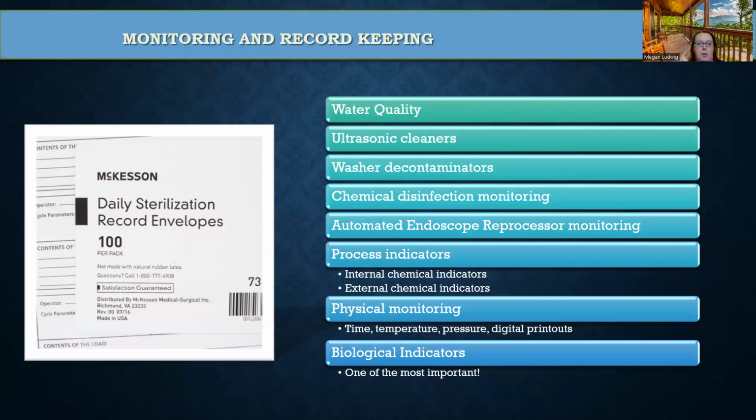If it came back after that monitoring period and there were spores from that biological indicator, let's say Geobacillus stearothermophilus, and those spores grew, that load cannot be considered sterile. So it is one of the most important when we're talking about sterilizers.